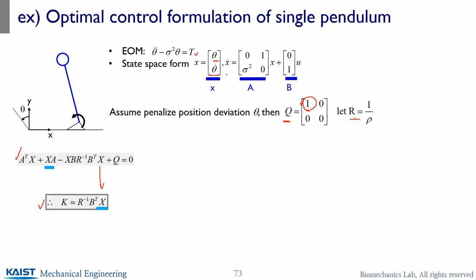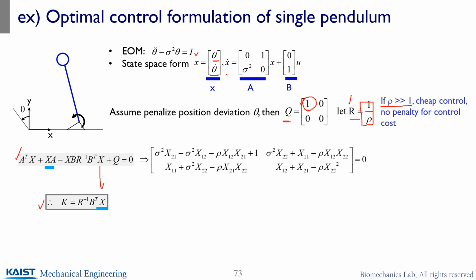And then for the R, the total magnitude of this value is the penalty for the control input. So if rho is really, really large, that means your R is going to be almost 0. That means you don't really care about the cost of the control. So as long as the performance is satisfied, just do a lot of control. This is what that means.